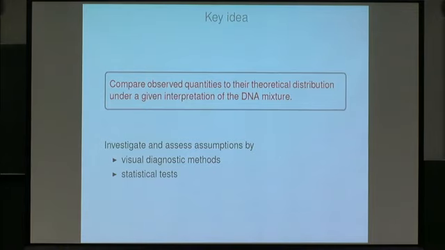So the idea of statistical model checking is evidently not something I came up with. The overall idea is that if you give me a model, an interpretation of the DNA mixture, I can take what I observe in the sample and compare it to what the model claims I should see, or how it should vary in the model.